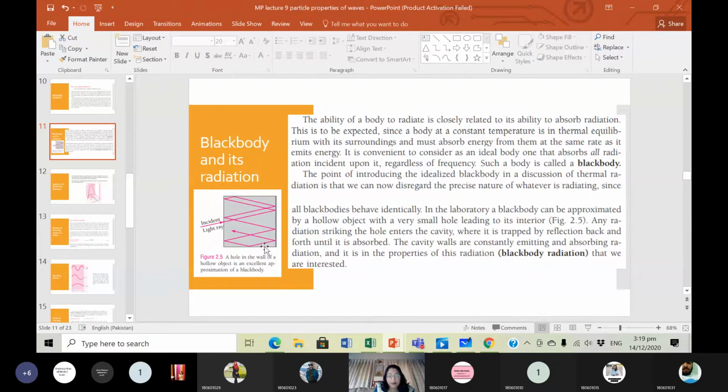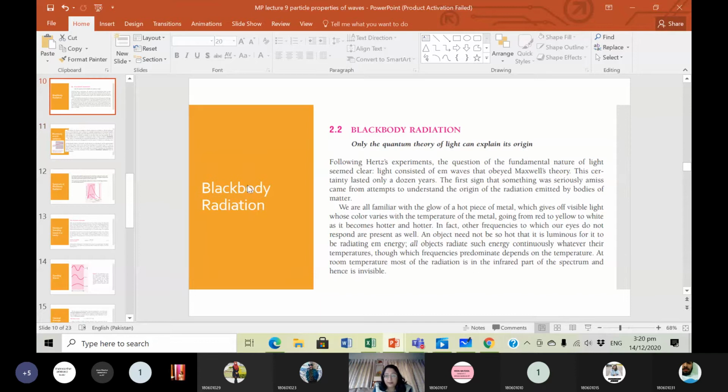ये एक box है, ठीक है? A hollow object with a hole in its wall. This is an object that is empty from inside, ठीक है? We have a small hole over here that leads to its interior. We have an incident light ray that comes in here and enters the black body, and then the radiation will strike the inside, be absorbed and reflect back, okay? So why is this like a perfect black body? Why is this like a black body?